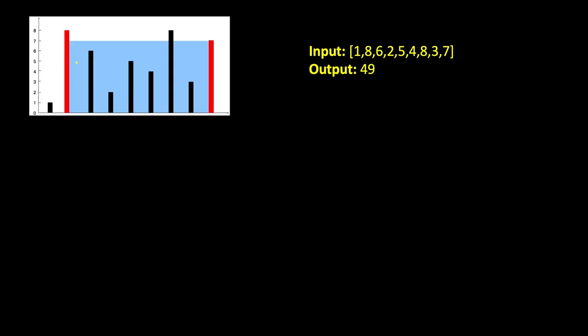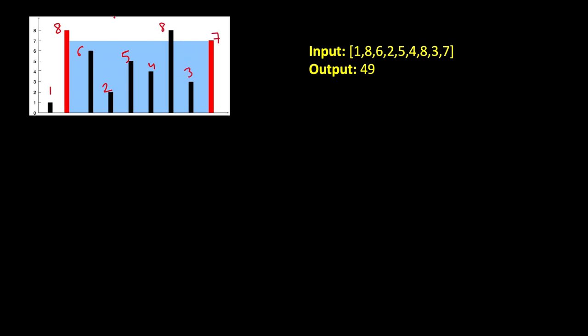So this problem says that you are given some bars. These are of different lengths and you are given an input array. So these denote the height of those bars. You can see this is of height 1, the second one is of height 8, then 6, 2, 5, 4, 8, 3, and 7.